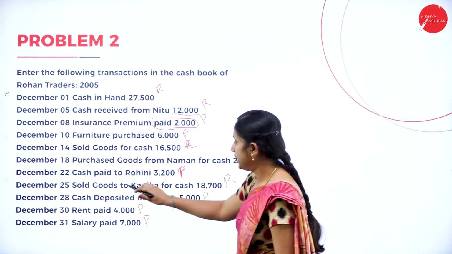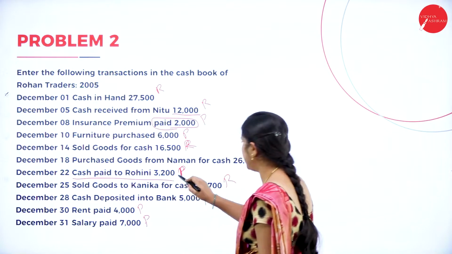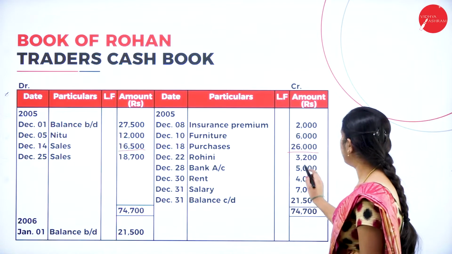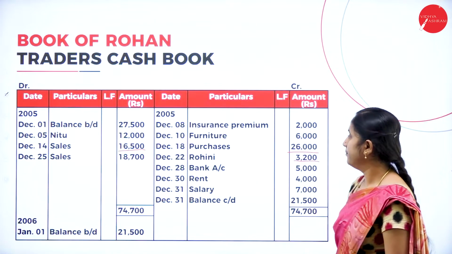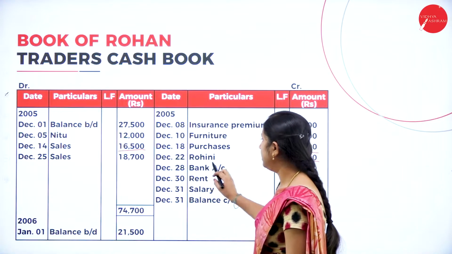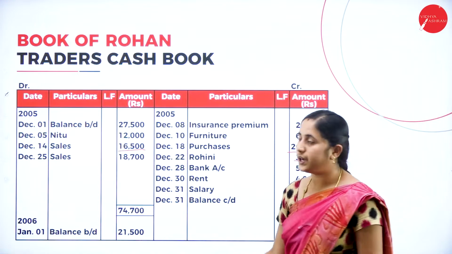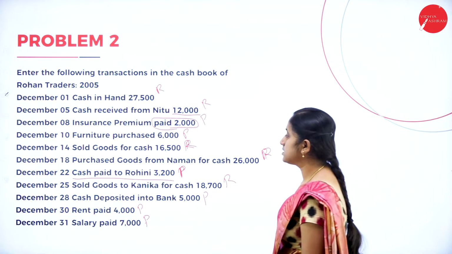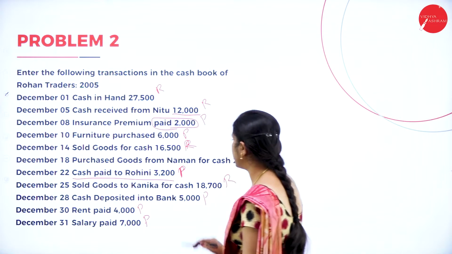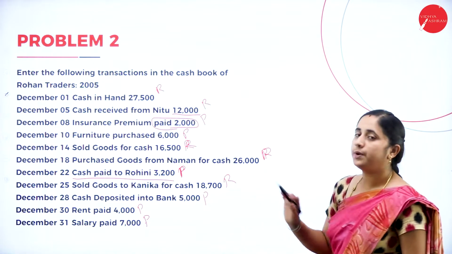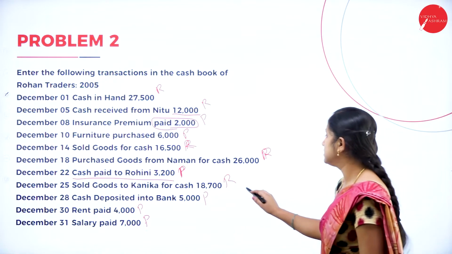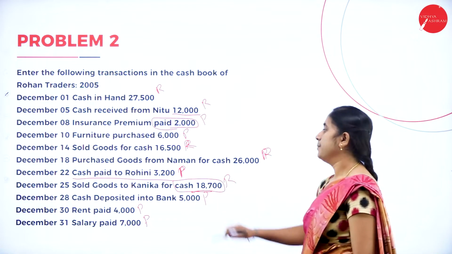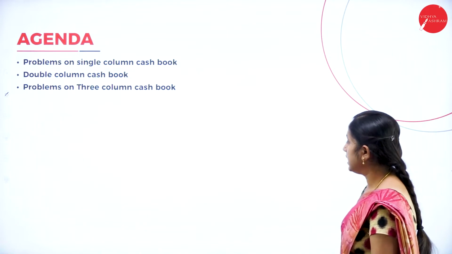Next, cash paid to Rohini. Here cash is going out, payment. So write in the credit side, Rohini 3,200. Just write the date. Then for Rohini you are paying, write Rohini 3,200. Next, December 25th, sold goods to Kanika for cash. When you make a sale, cash is coming in. This is a receipt, so write in the receipt side, that is debit side, sales account.